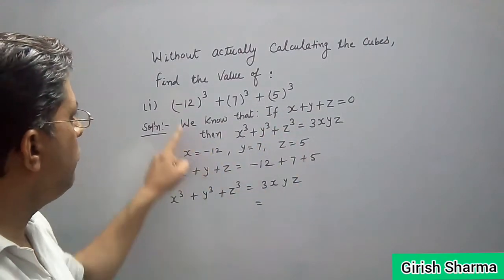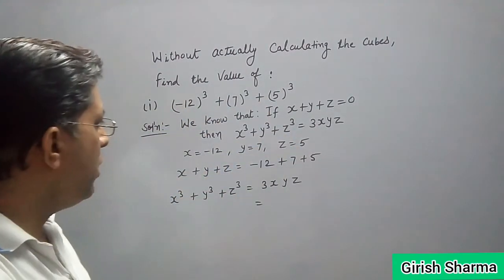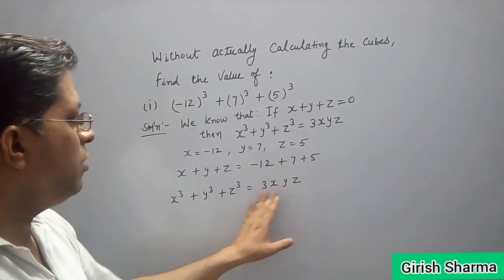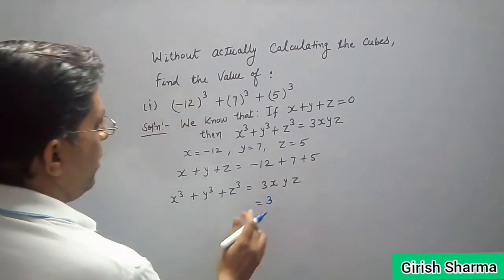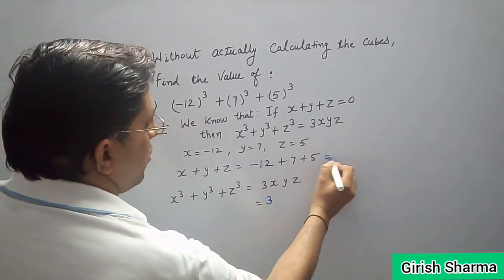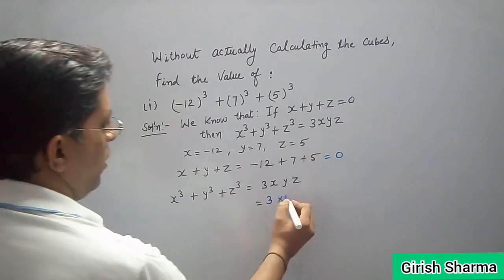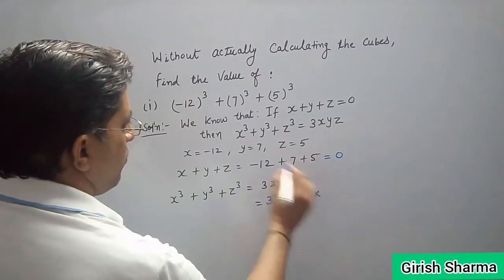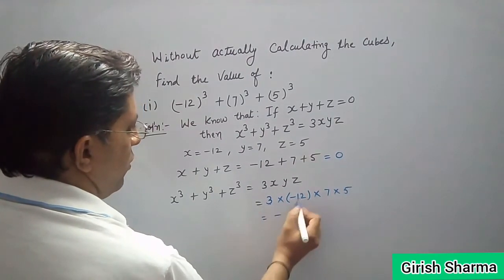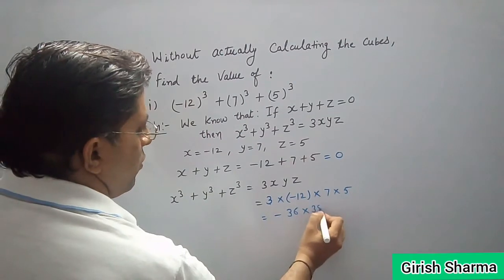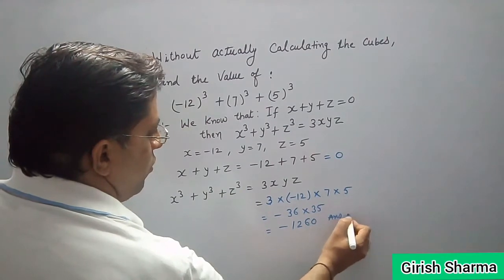It means very clear, x is minus 12, y is 7 and z is 5. So x cube plus y cube plus z cube is equal to 3xyz. 3 is here, 3, what is x? Minus 12. Then 7. Then 5. 12 threes are 36 into 35. Minus 1260. This is your answer.